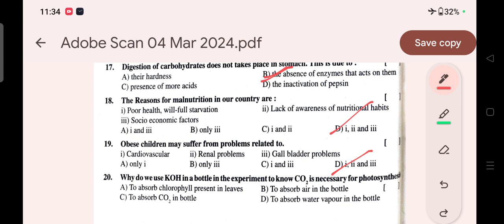Why do we use KOH in the bottle in the experiment to know CO2 is necessary for the photosynthesis? To absorb the carbon dioxide in the bottle. KOH is used for the absorption of the carbon dioxide present in the bottle.